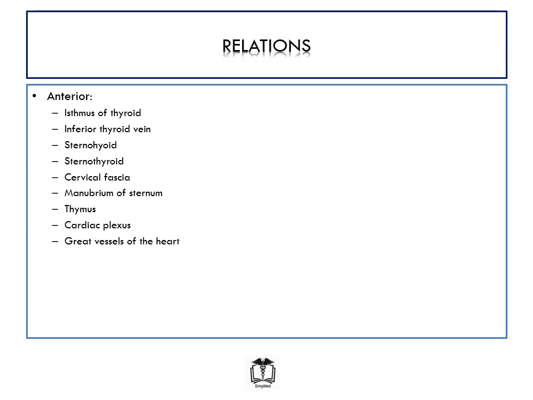These structures include the isthmus of the thyroid gland, the inferior thyroid vein, the sternohyoid muscle and sternothyroid muscle, cervical fascia in the neck, the manubrium of the sternum in the thorax, thymus, cardiac plexus, and then the great vessels of the heart.